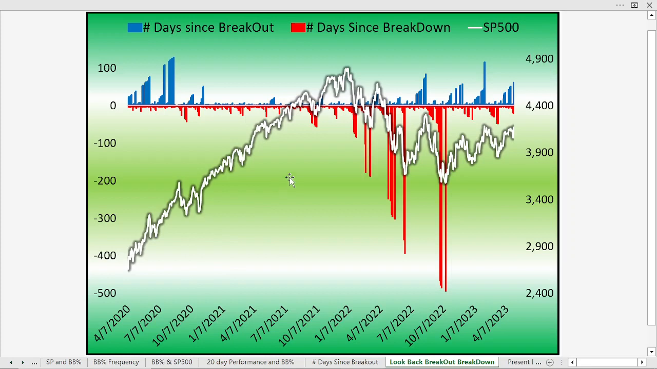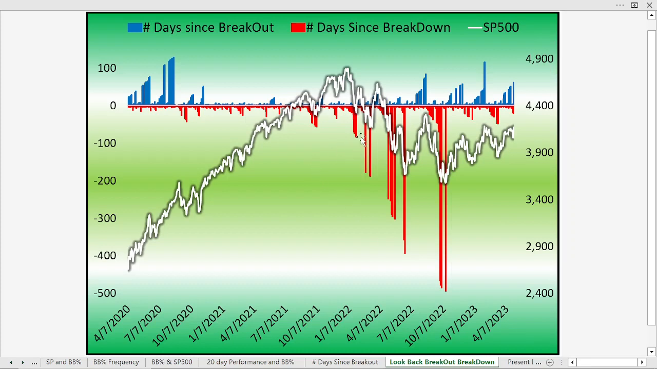This is the S&P 500 in white. The blue histogram bars show us when we have a breakout, when the market breaks out to the upside, how far back do we have to look to see a higher high? Conversely, when we see the red histogram bars, we have to look back to see how far back do we have to look in time to see a lower low.